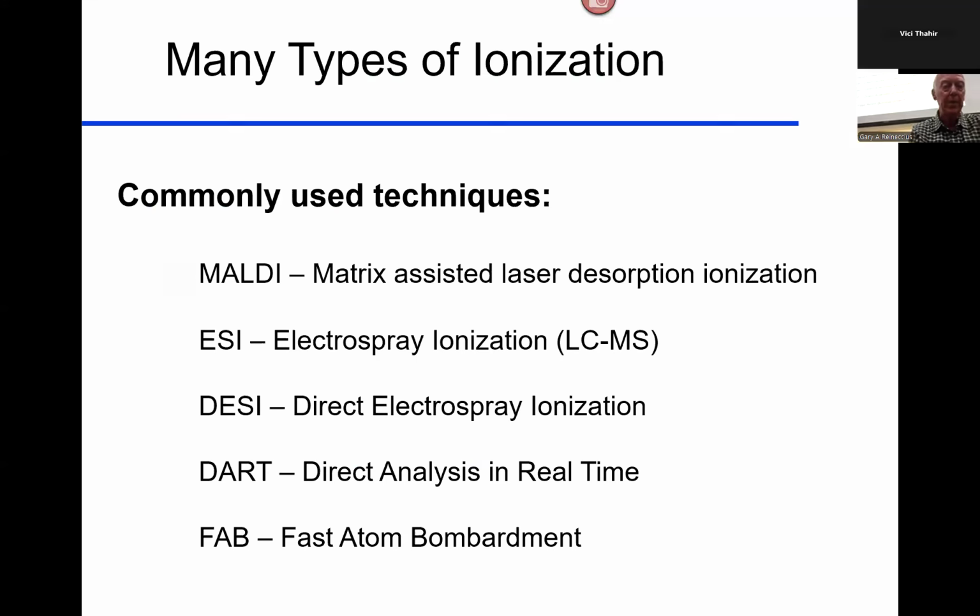There's many different ways to ionize a molecule as it comes out of an instrument, GC or LC. One technique is called MALDI, matrix-assisted laser desorption ionization, and we'll talk about each of these. ESI, electrospray ionization, DESI, desorption electrospray ionization, DART, direct analysis in real time, and FAB, fast atom bombardment. So different techniques, different ways to do this ionization to get that energy into that sample.